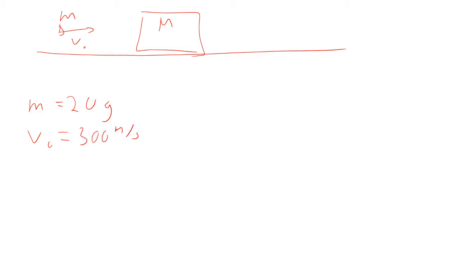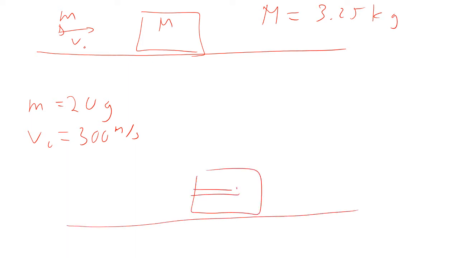So this is a bullet, and let's say that mass M is going to be 3.25 kilograms. So what's going to happen is the bullet is going to hit and embed itself into the bigger mass. Now this mass is going to start sliding with some velocity v with a small mass inside of it. And so we want to look at this as a momentum problem, collision.